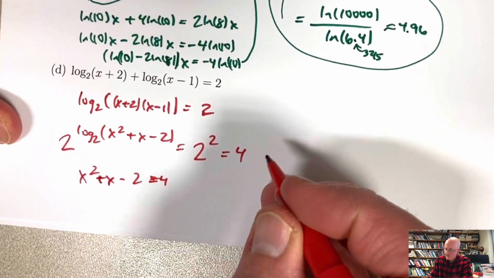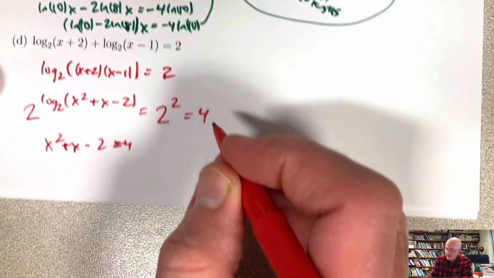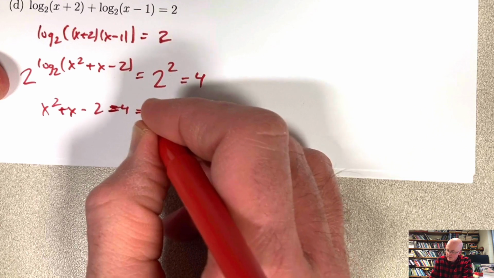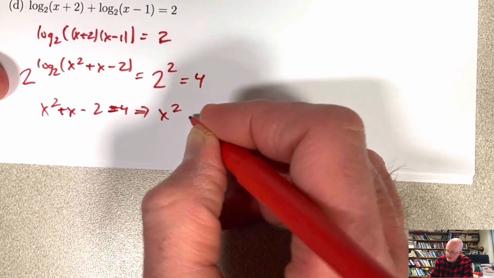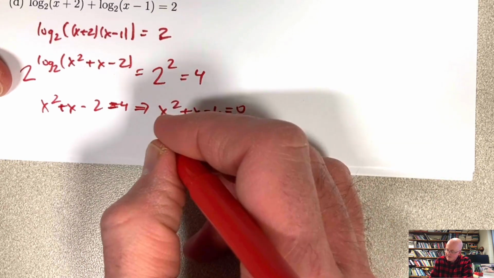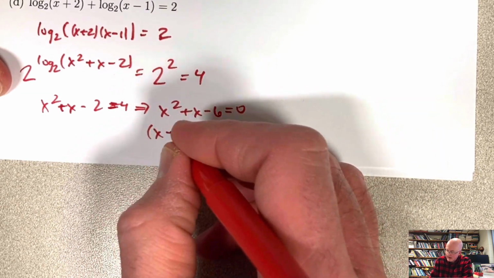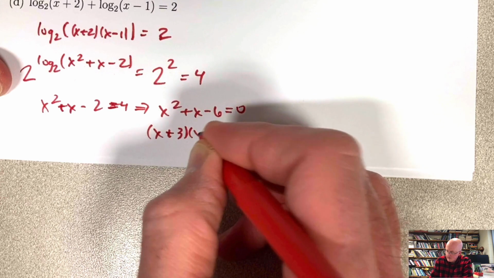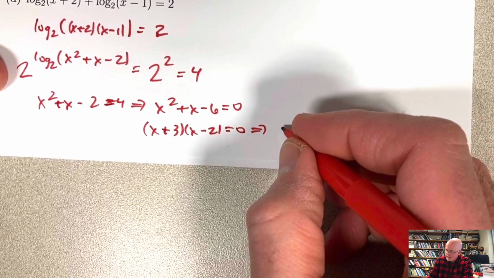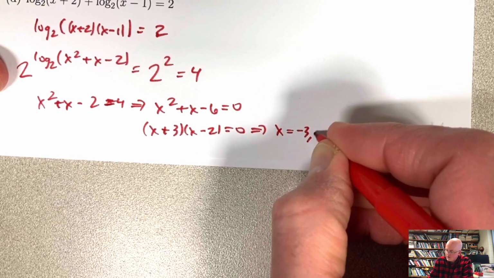If I want to use the quadratic formula or factor to solve, I better get the minus 4 on both, subtract 4 from both sides. So I get 0 on one side. I get x squared plus x minus 6 equals 0. And this does factor nicely as x plus 3 times x minus 2 equaling 0, seemingly giving us two answers, x equals negative 3 and 2.